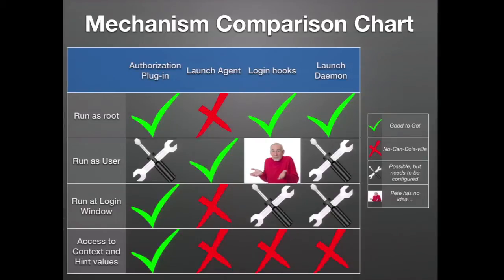Hint values are also really cool. They're essentially a value that a mechanism can set and pass to another mechanism. So if you need to relay information between two different plugins or mechanisms, you can create a hint and pass that over.